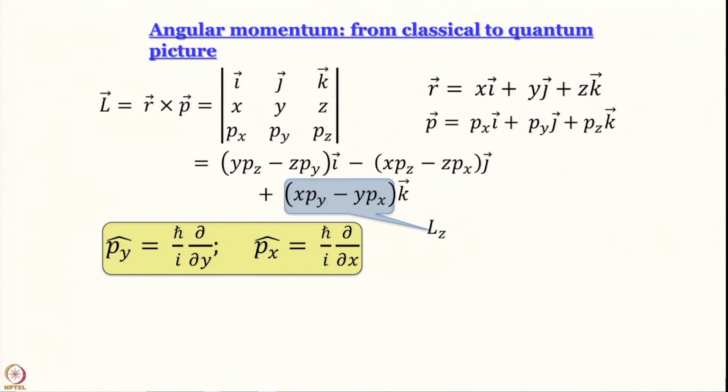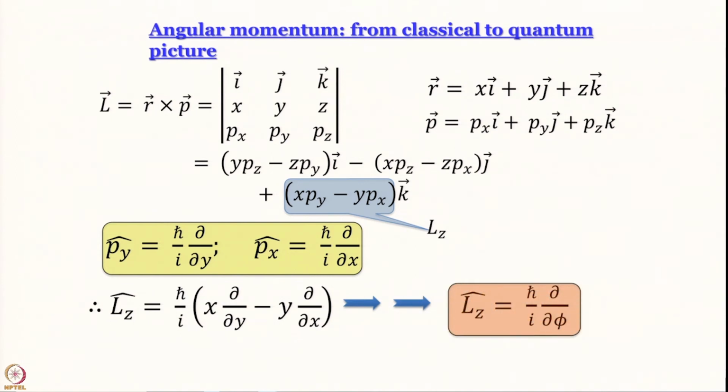Okay. So, this is Lz. Now, knowing what the operators for px and py are, we can work out Lz equal to h cross by i times x del del y minus y del del x. This is the Lz operator.